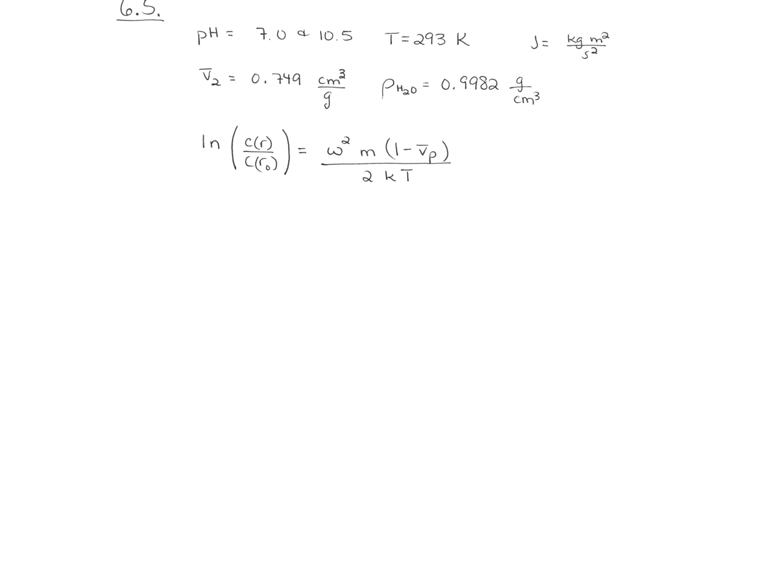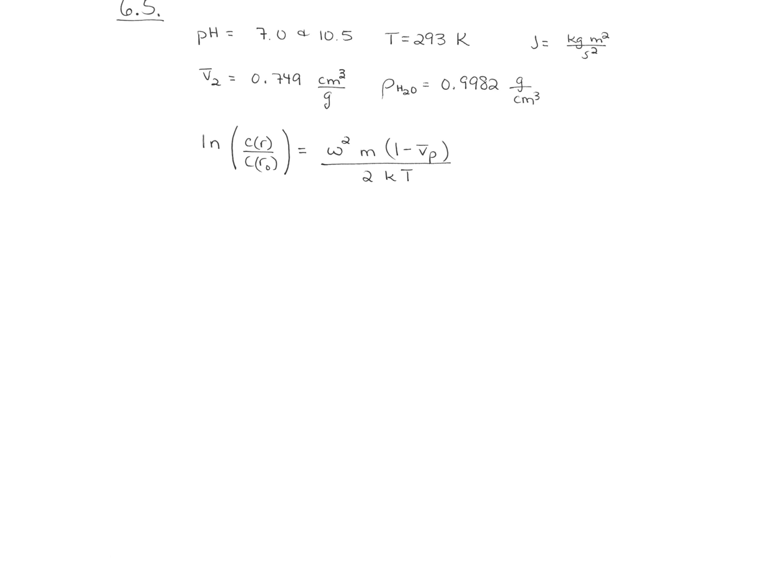Some things to remember is that joules are equal to kilograms meter squared per second squared. And then the specific volume for the protein was 0.749 centimeters cubed per gram, and then of course the density of water is 0.9982 grams per centimeter cubed.